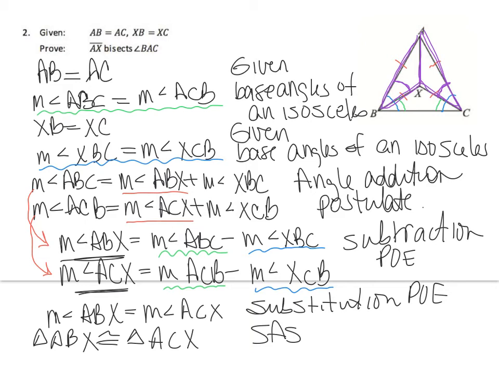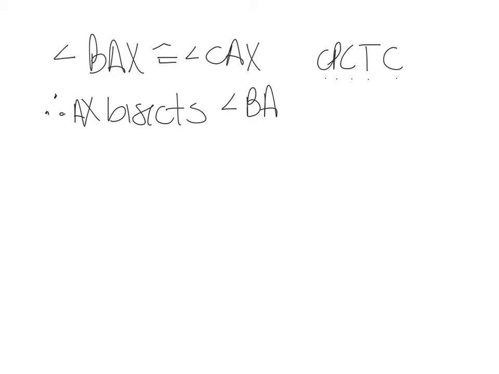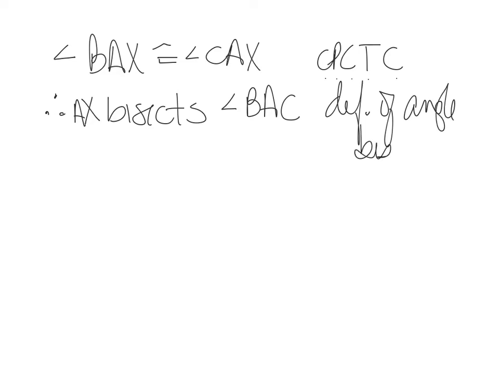I need a new slide. I hope you're following along. And since those are congruent, you can say angle BAX is congruent to angle CAX because of CPCTC. Corresponding parts of congruent triangles are congruent. Therefore, AX bisects angle BAC because they're equal. Definition of angle bisector.